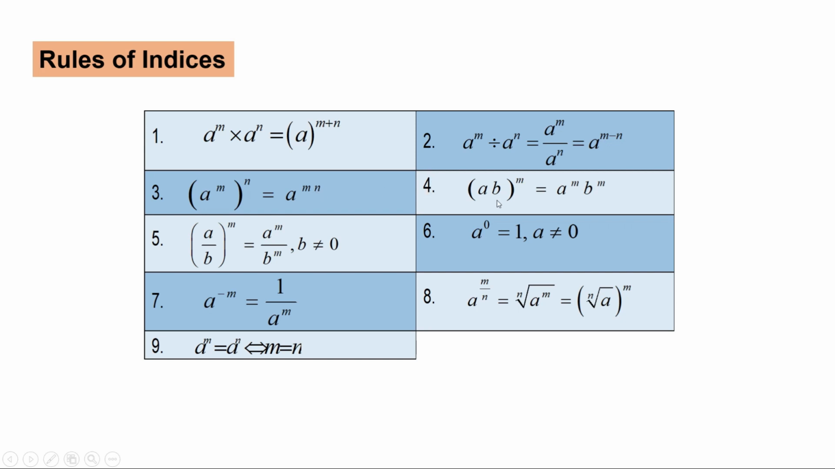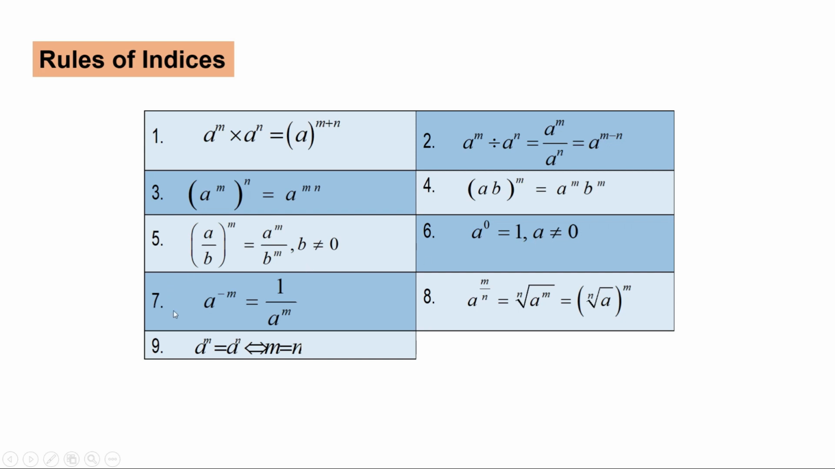Number 4, (a×b)^m equals a^m times b^m. Number 5, (a/b)^m equals a^m divided by b^m, where b is not equal to 0. Number 6, a^0 equals 1, where a is not equal to 0.